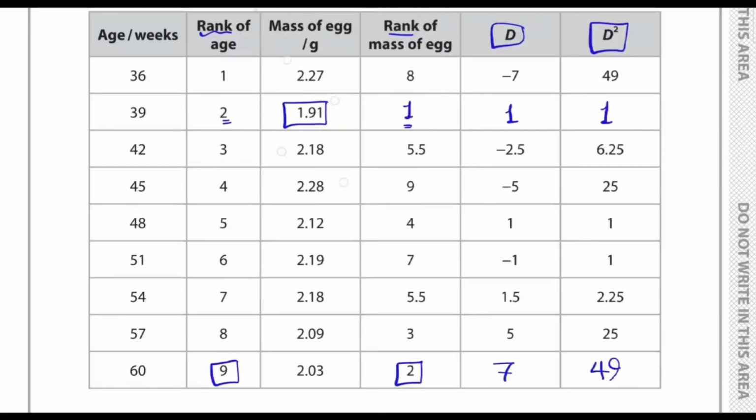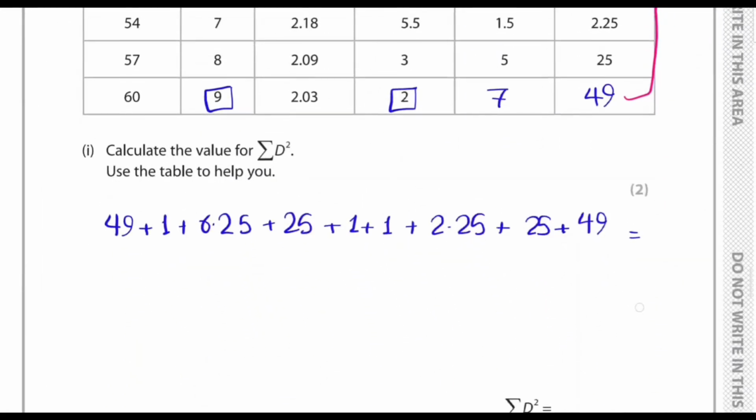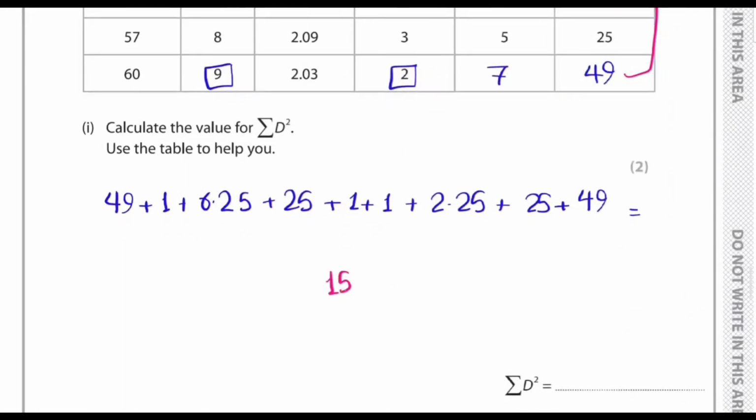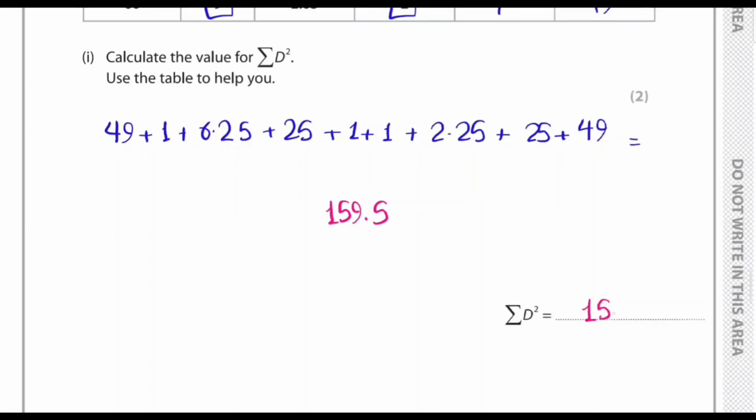Now I need to get the total of all these values together. We're going to add them, so when you add them all together, the answer will be 159.5. Just write your answer here in the spaces provided.